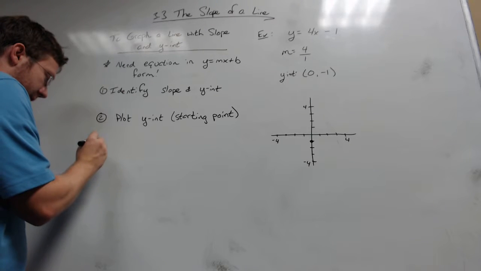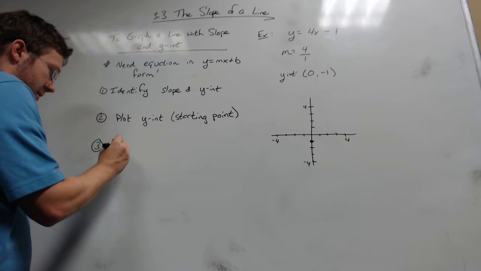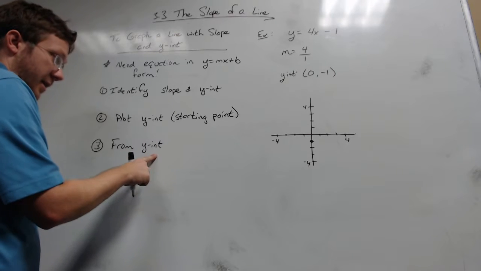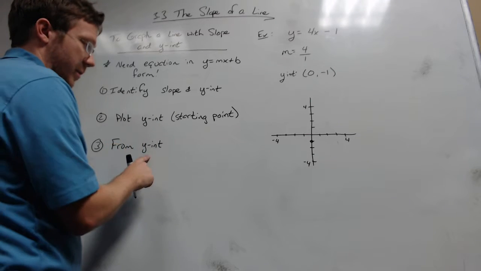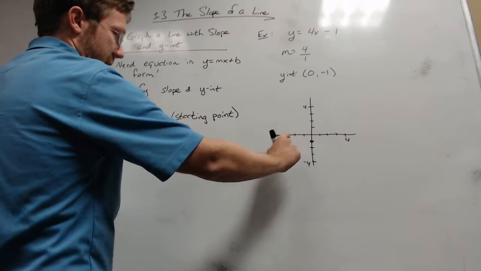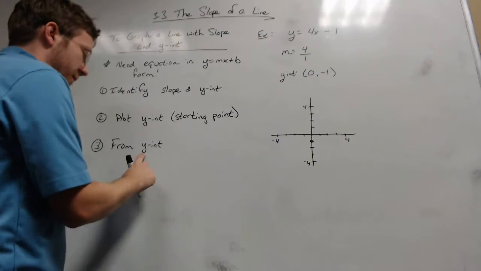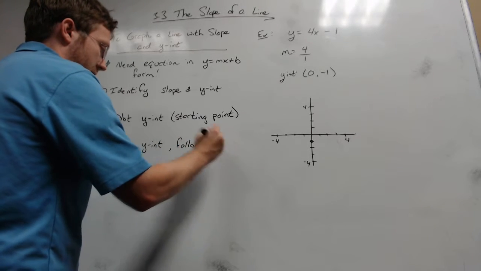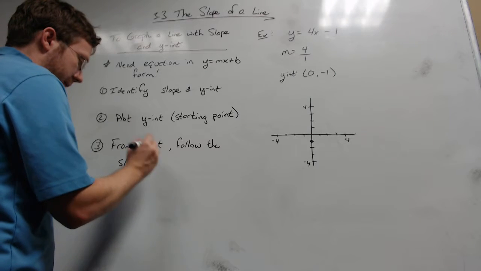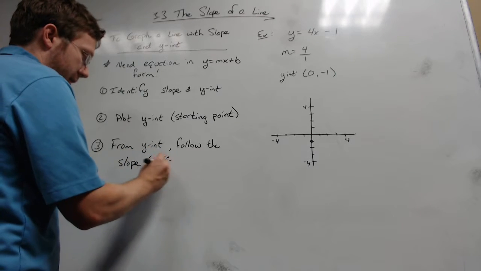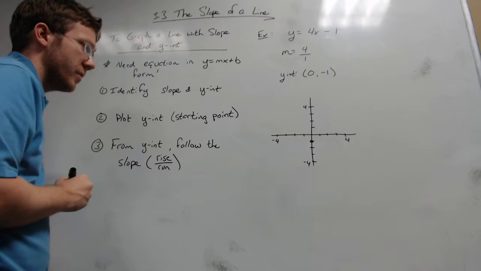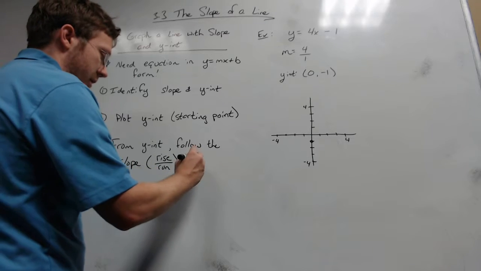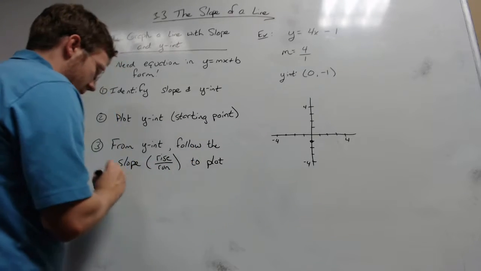And then to finish this line off, from the y-intercept, so we're still standing on the y-intercept. This is our location. Some people make the mistake of going back to the origin and doing this next step, but always start on your y-intercept. So from the y-intercept, follow your slope. When I mean follow the slope, I mean think of it as a rise and a run. This is a set of directions on how you get to the next point. So follow the slope to plot another point.